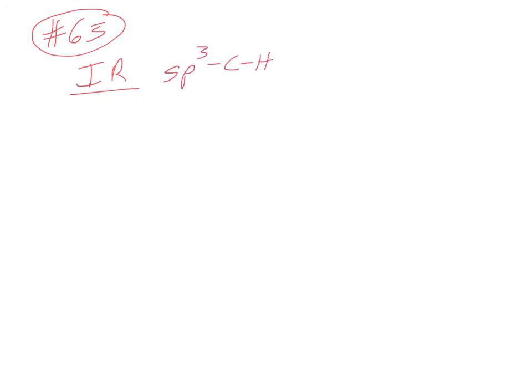sp3 CHs. I don't have any sp2 or sp CHs because there's nothing beyond 3,000. So you should know those three things, right? sp3 is below 3,000. sp2 and sp are beyond 3,000, higher wave numbers. You should know that.